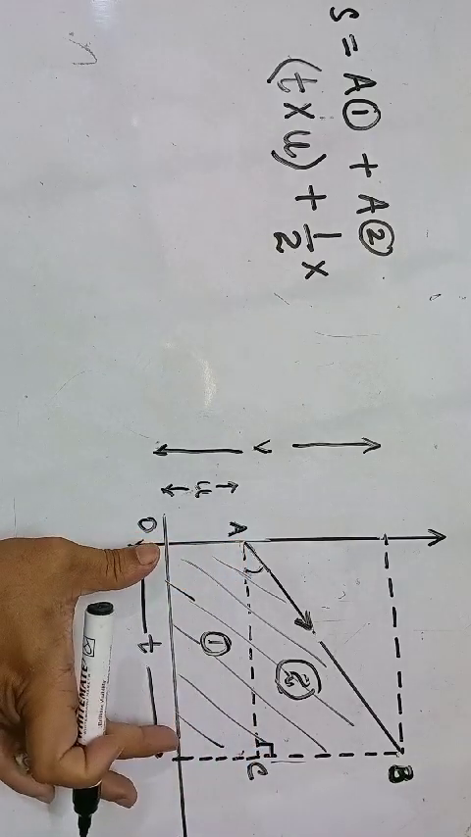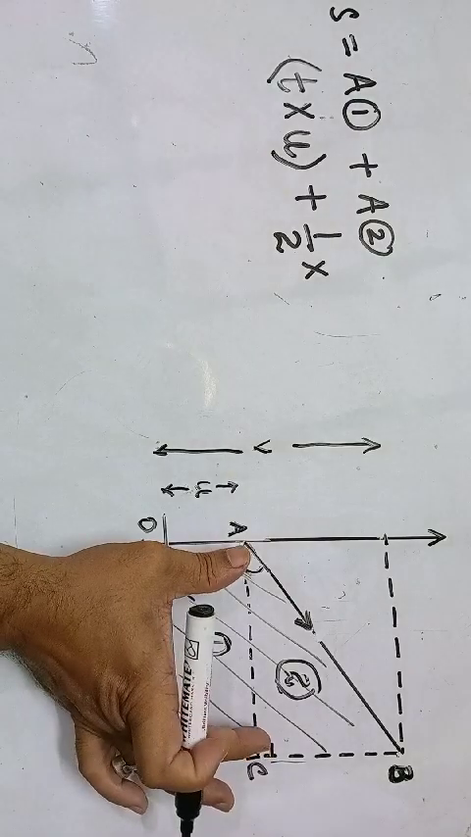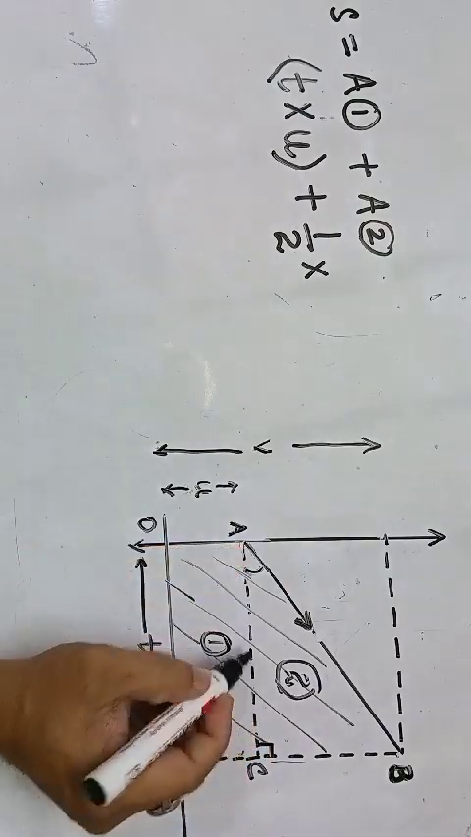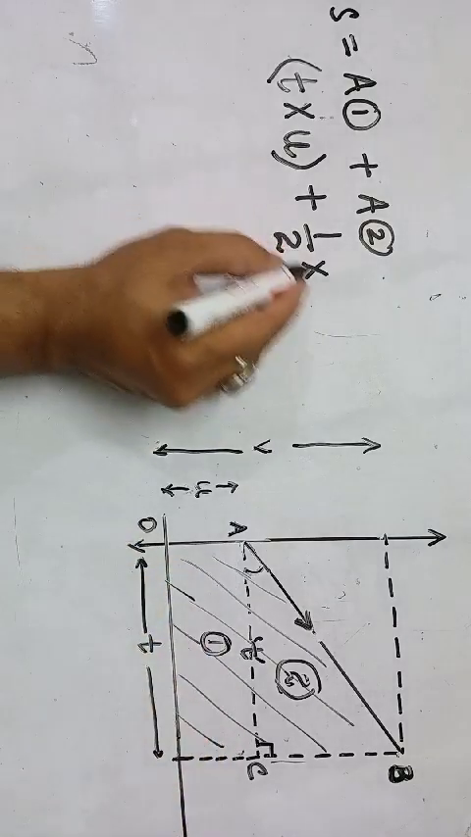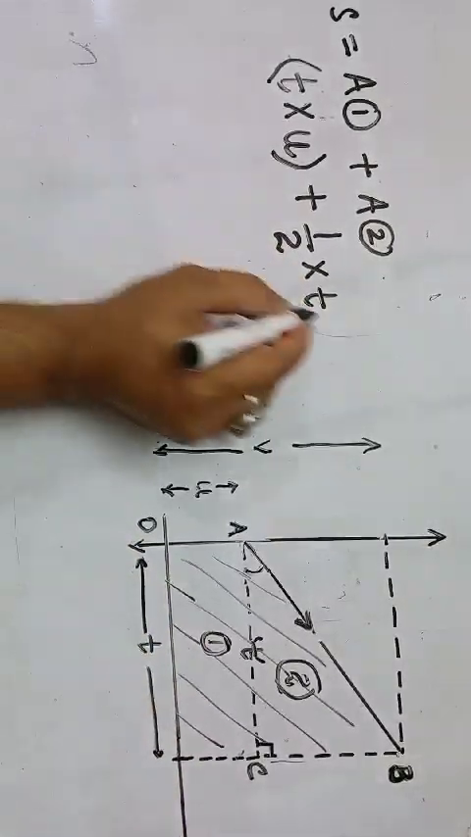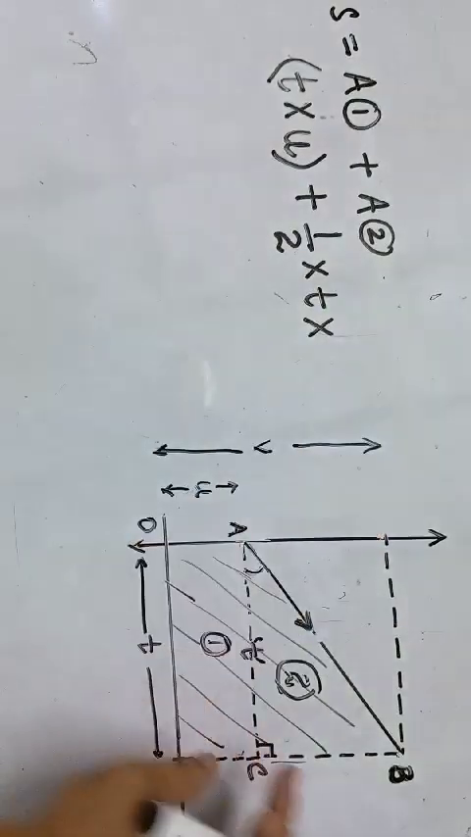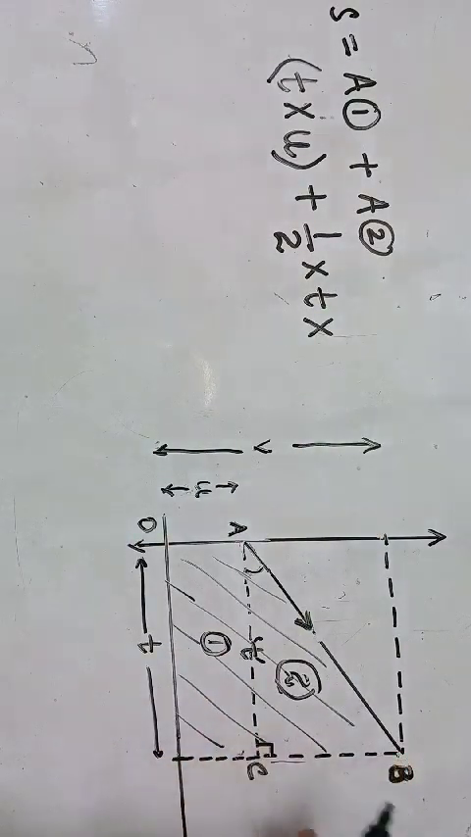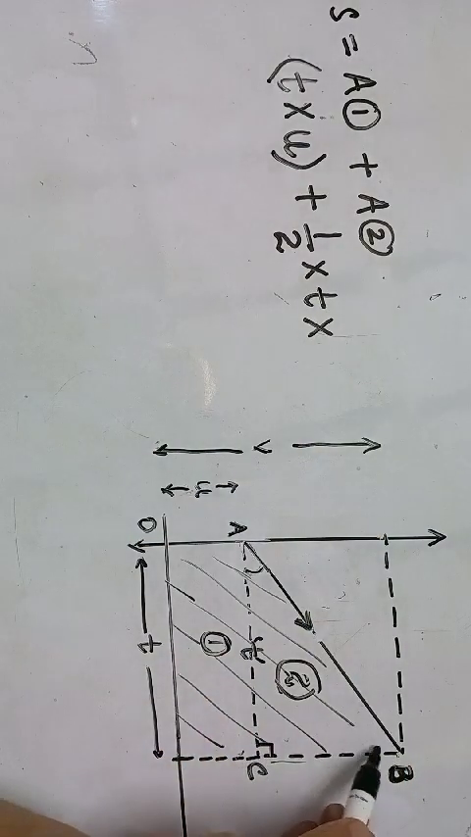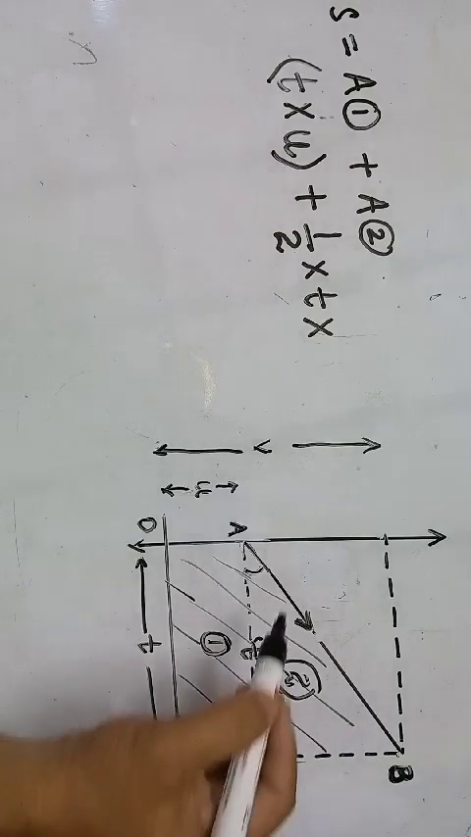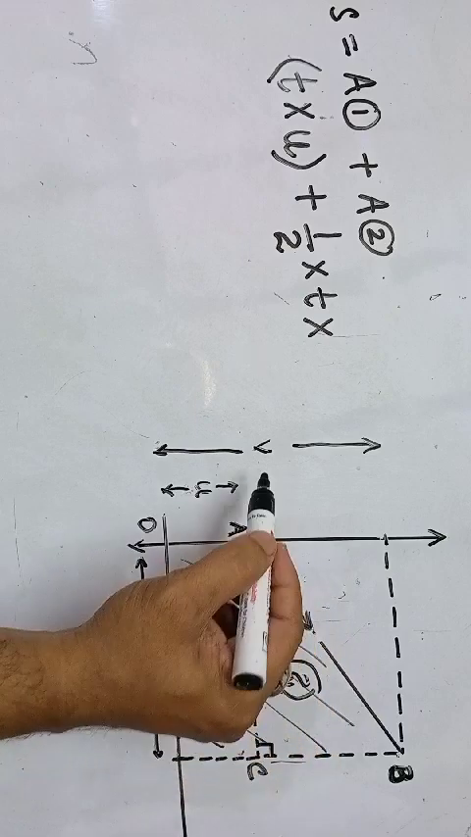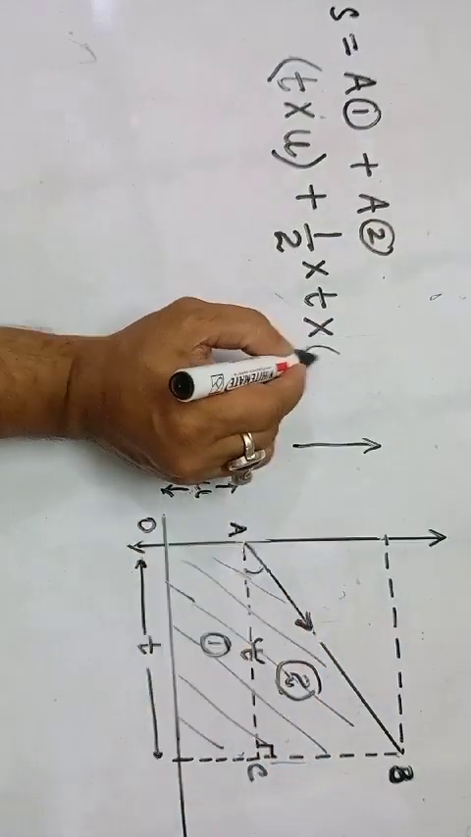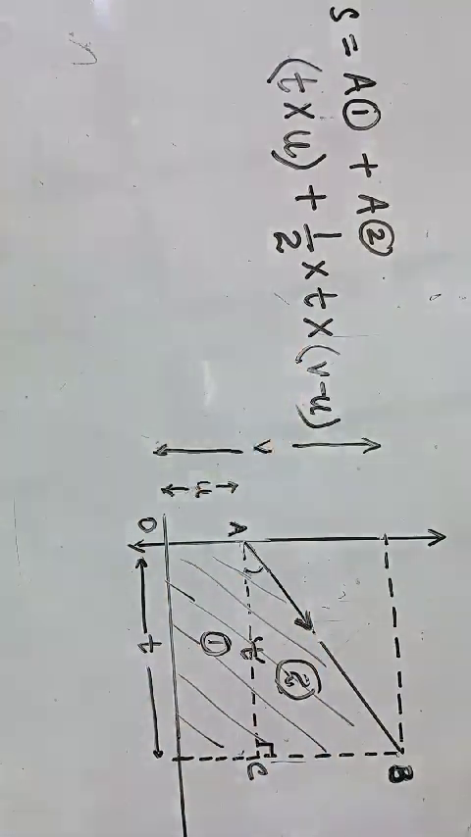So how much is this? The same will be this. So this also becomes T. This whole thing is T. So half into base, which is T, into height. Now the height of the triangle is only this height, from here to here. So this distance, I already told you, is V minus U. So I'm going to write V minus U over here.